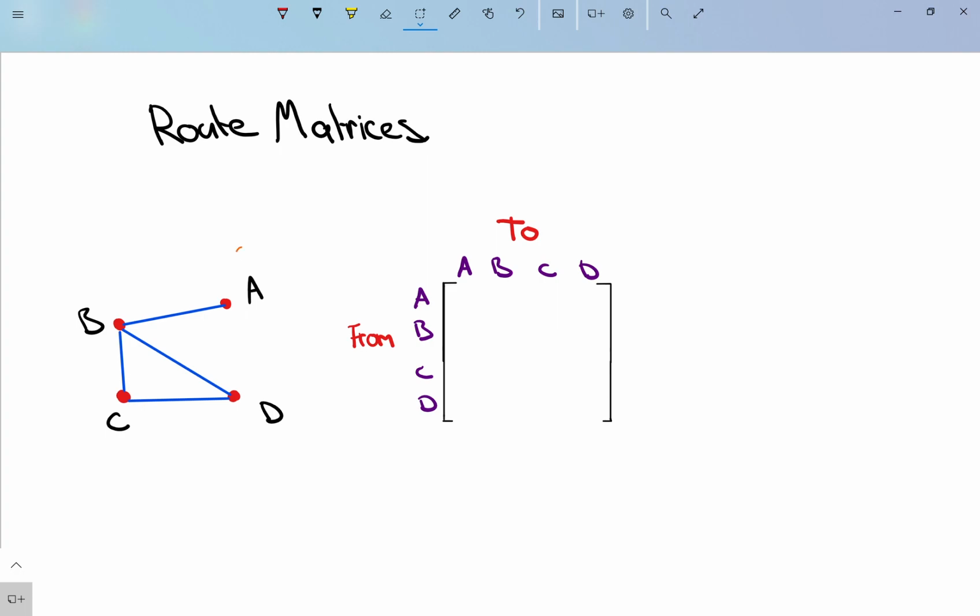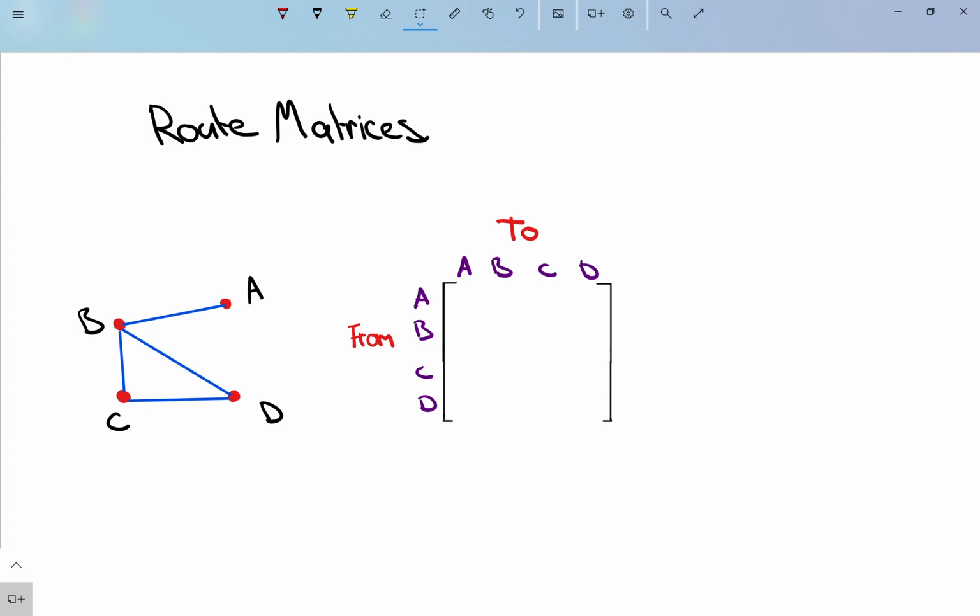So if we look at towns A and B, there is only one route that you can go between those towns. But if we look at towns C and D, again there's one route. B and D, there's only one route. Right? So what we're going to do is we're going to use these matrices to show that.